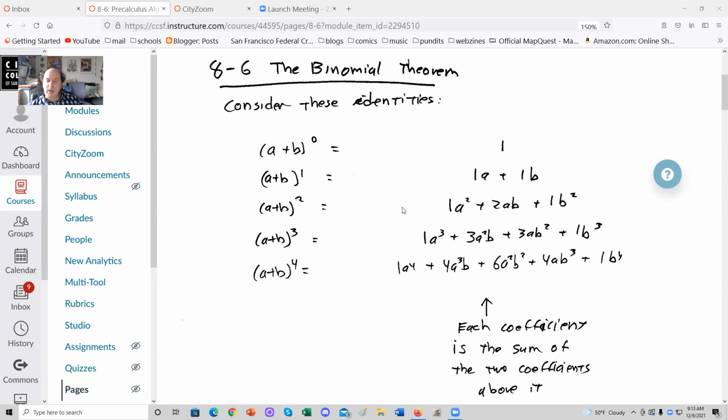2 and 1 make 3. 0 and 1 make 1. 1 and 3 make 4. 3 and 3 make 6. 3 and 1 make 4. 1 and 0 make 1, and so on. So each coefficient is the sum of the two coefficients above it.